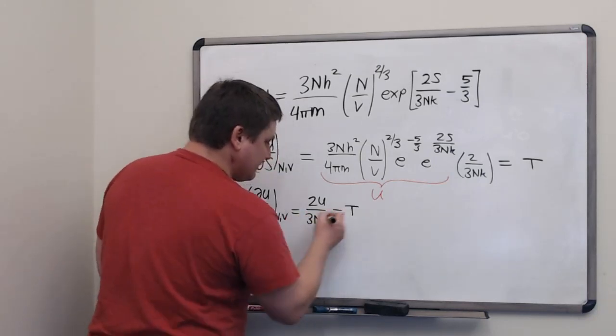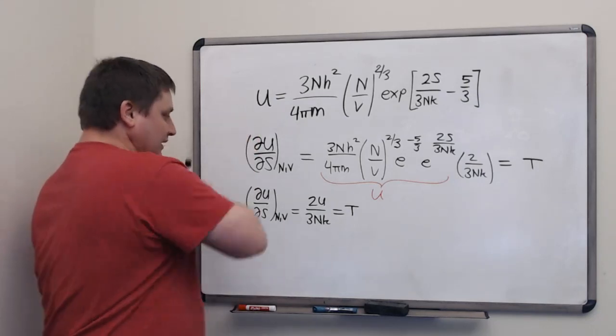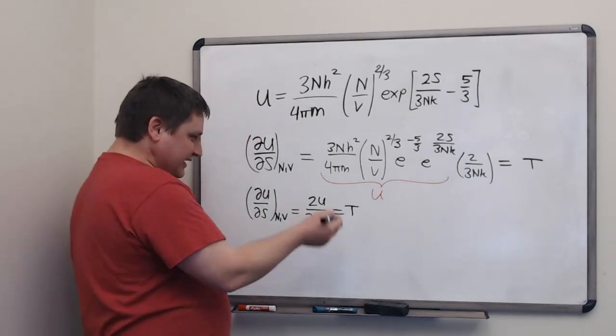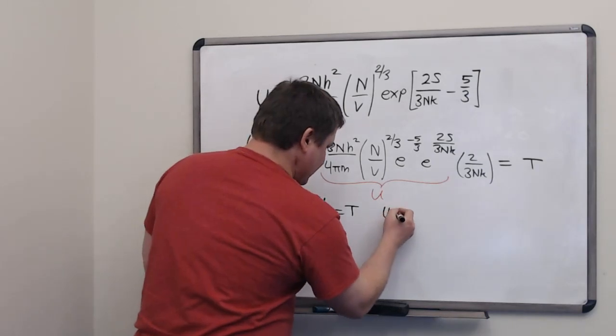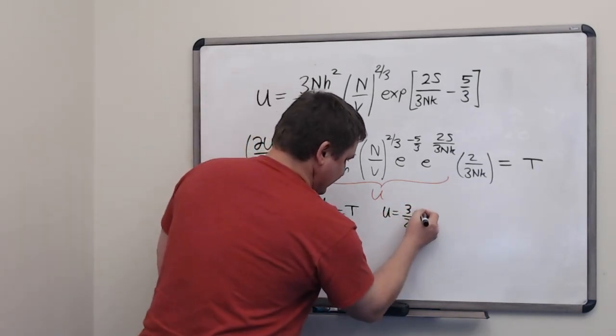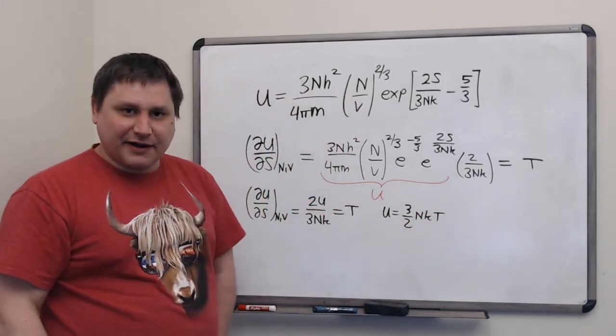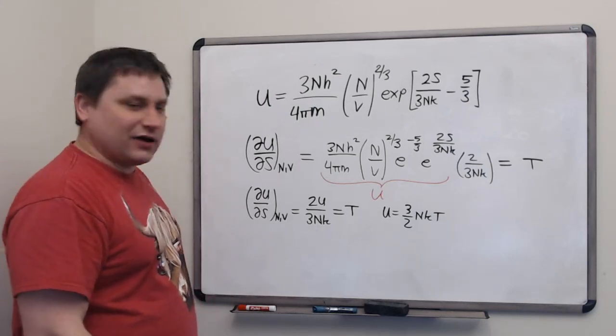And that's supposed to be the definition of temperature, treating this as a model. So to check this, we could just rearrange it for a formula for u, right? It's going to be 3/2 nkT, which is what we expected for a monoatomic ideal gas. So that's kind of what I wanted you to see.